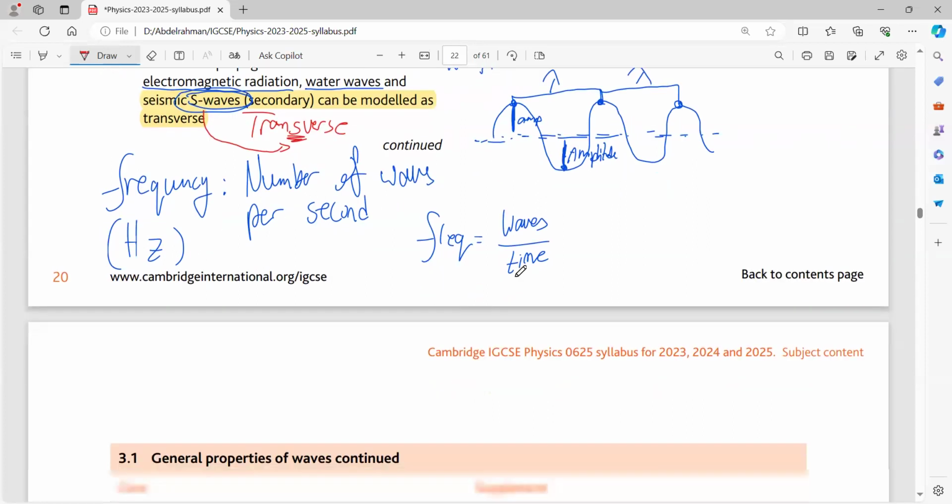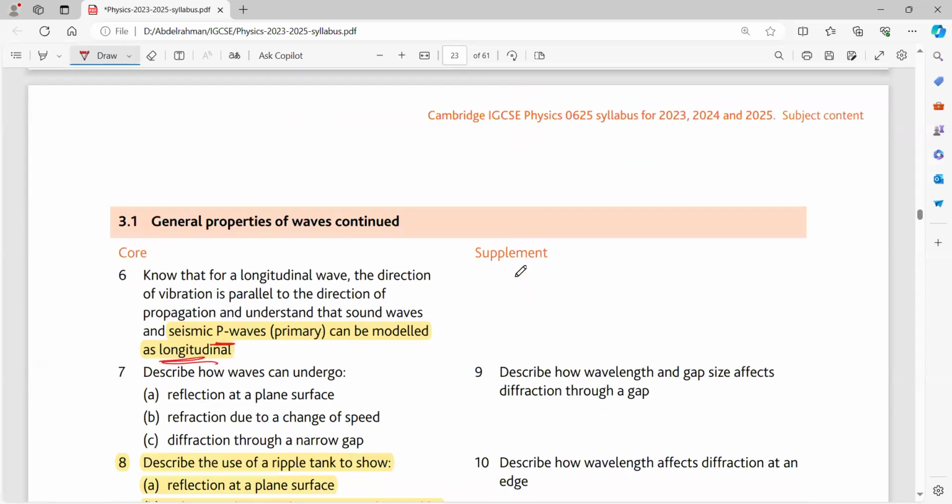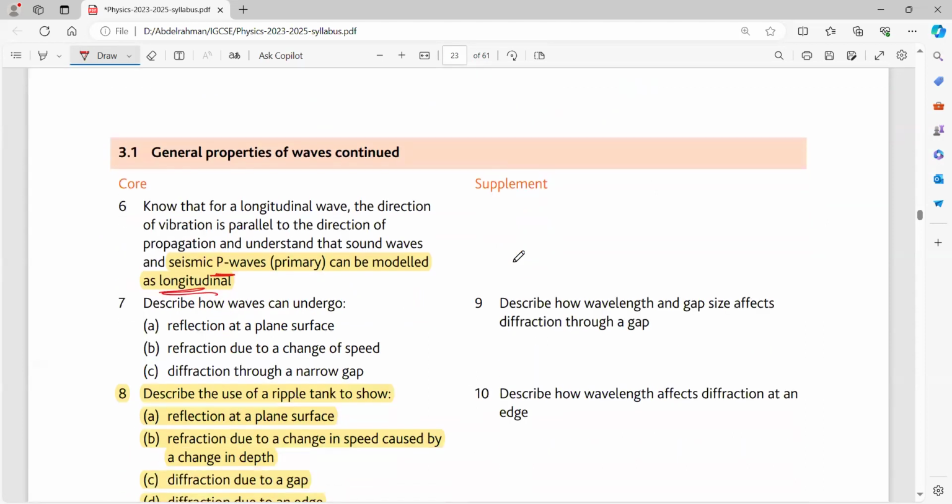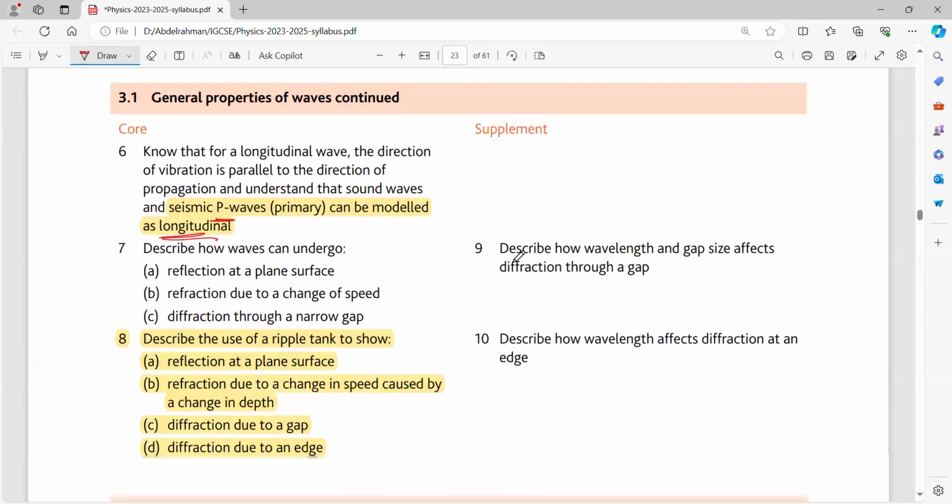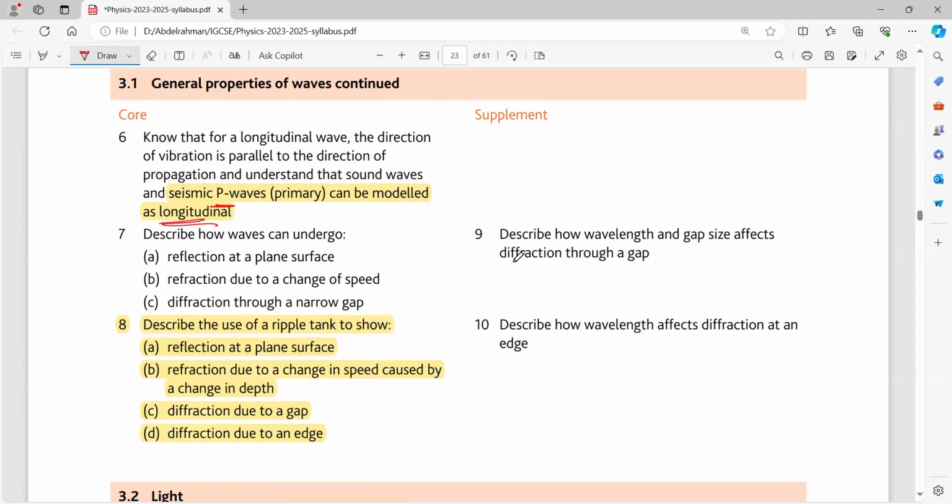That's if he asks. For example, he could ask you, what type of wave is a seismic S wave? It would be a transverse wave. If it was a P wave, it would have been a longitudinal wave. A longitudinal wave moves parallel, left and right, such as sound waves, one of the most famous longitudinal waves.